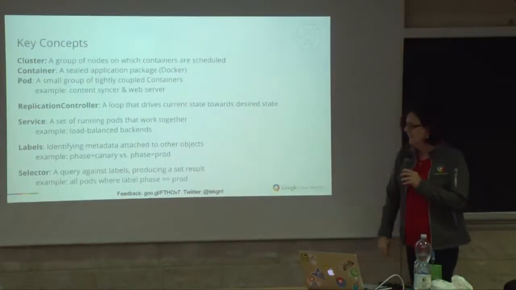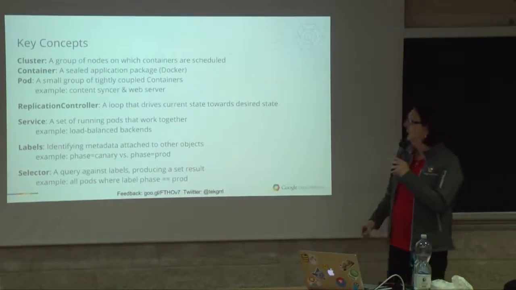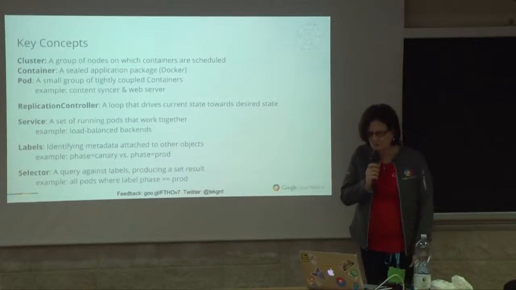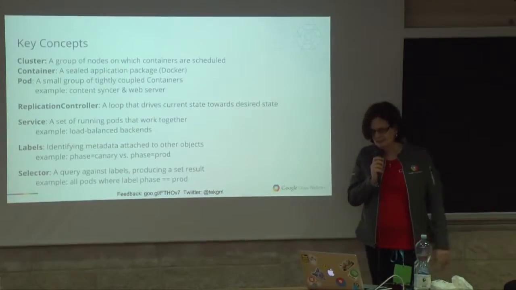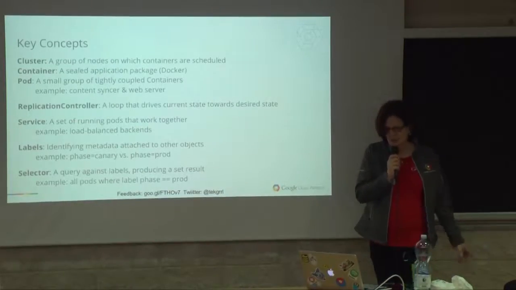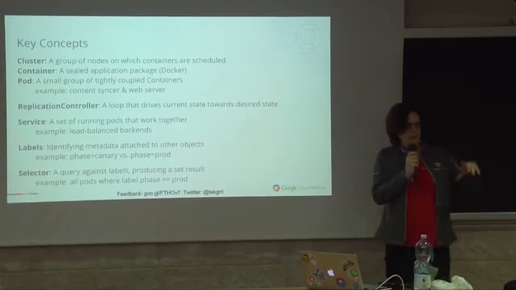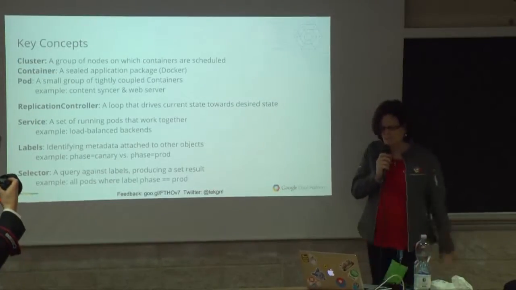Key concepts: we have a cluster, which is a group of nodes. Remember, we use that word node, on which containers are scheduled. We have a container, which we've already talked about. We have a pod, and a pod is a grouping of tightly coupled containers. A replication controller, which is a loop that effectively moves where we are now towards a state that we desire. We'll go into that in more detail.